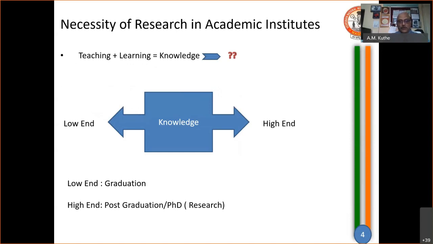I have shown as two types of knowledge. One is the low end knowledge, another one is the high end knowledge. Now I have written the low end as graduation and the high end as post graduation, PhD or research. Low end doesn't mean that it is knowledge to be counted below the high end knowledge. It is just to differentiate between the knowledge we impart to the students and the knowledge that leads to research. That's why I mention two categories: low end leading to graduation, high end leading to post graduation and PhD research.